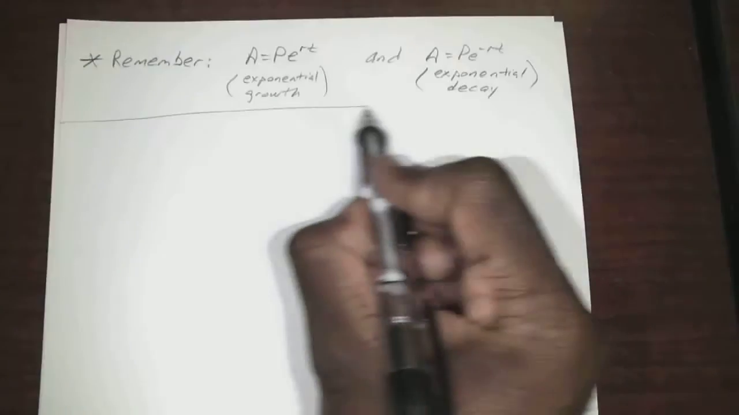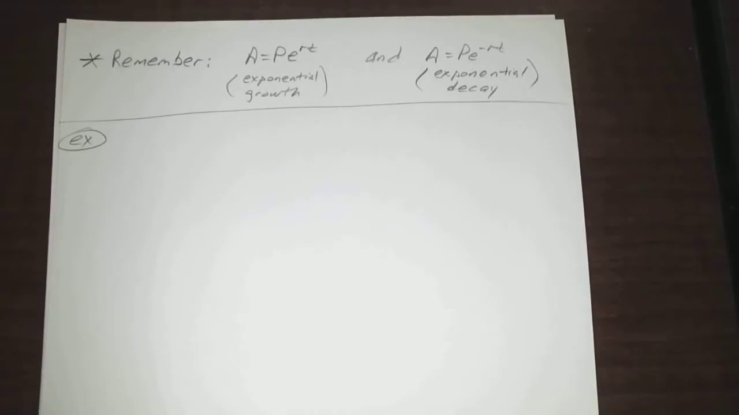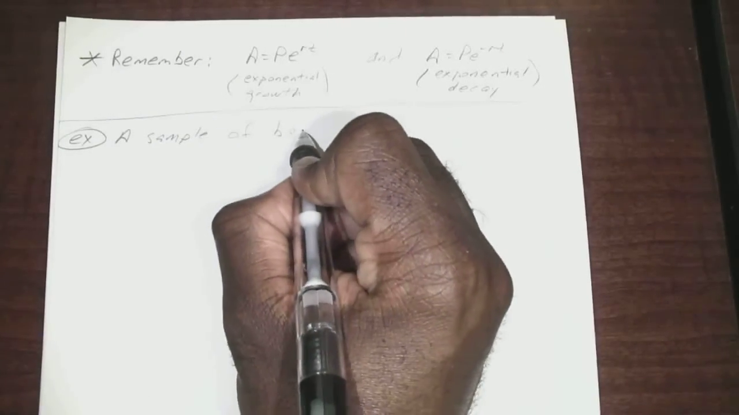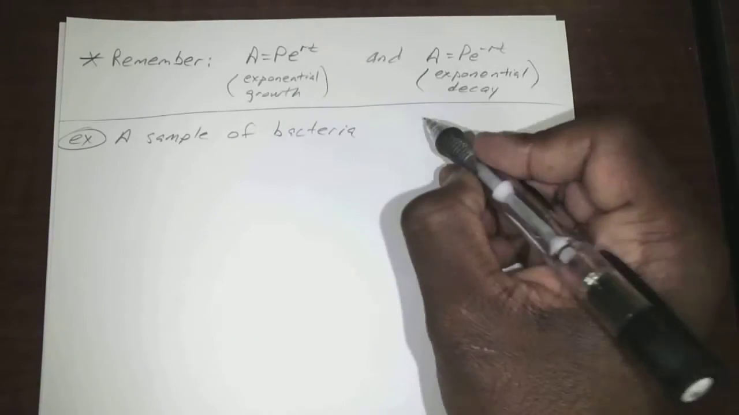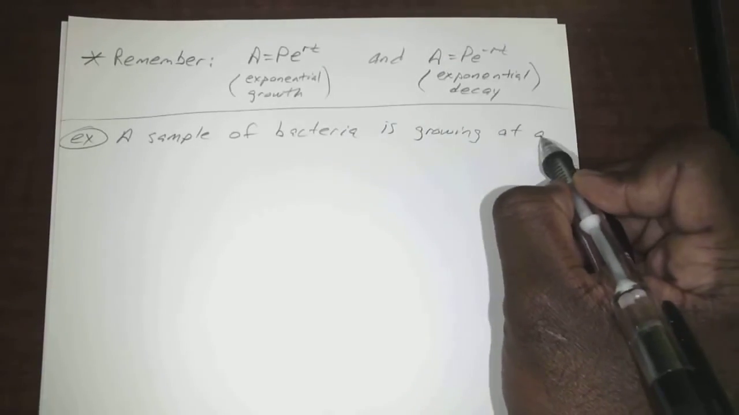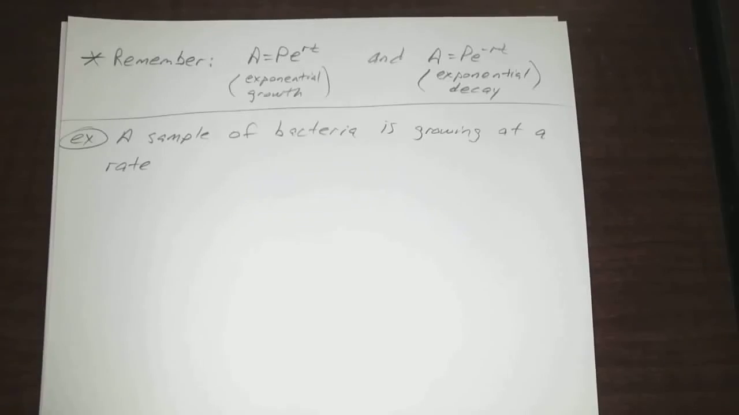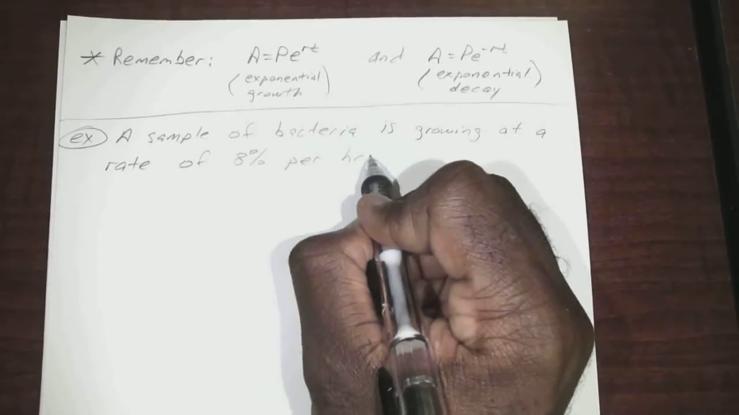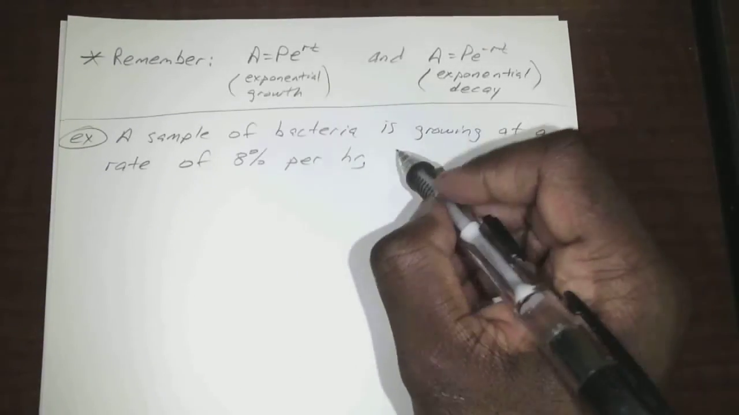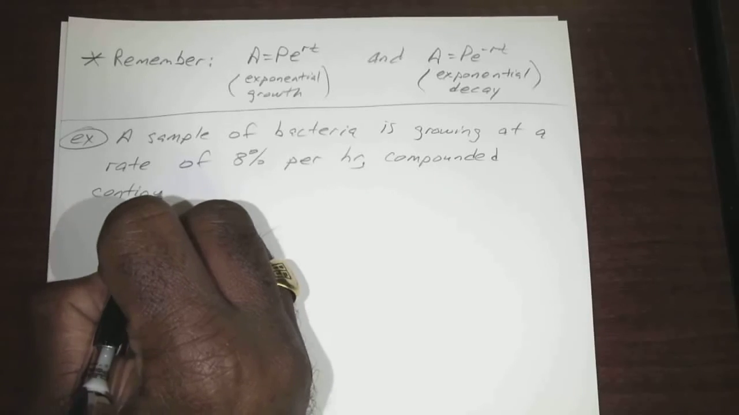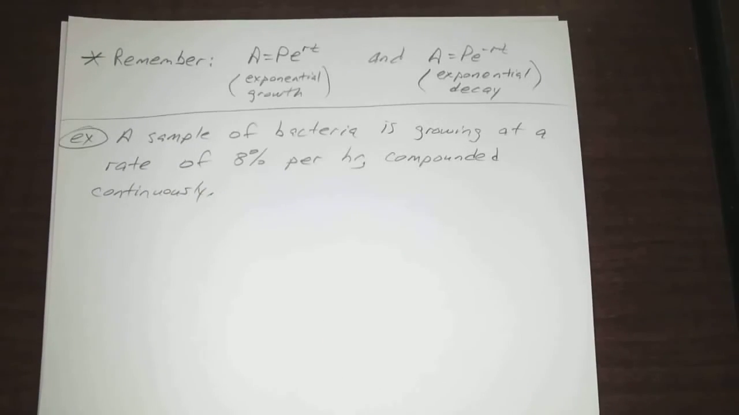All right, so what if we wanted to solve the problem where you have a sample of bacteria that is growing at a rate of 8% per hour, compounded continuously. So how many hours will it take for the sample to double?